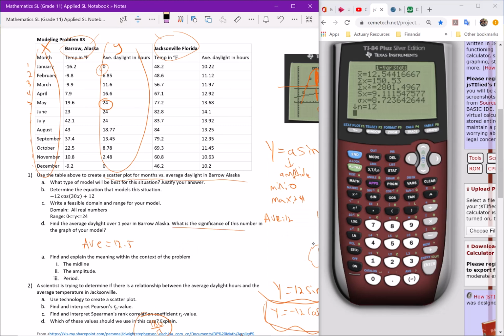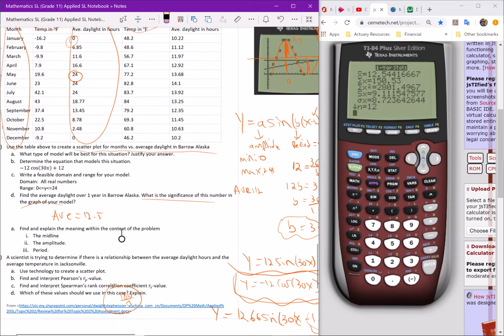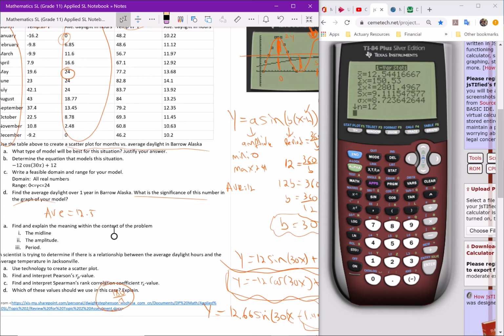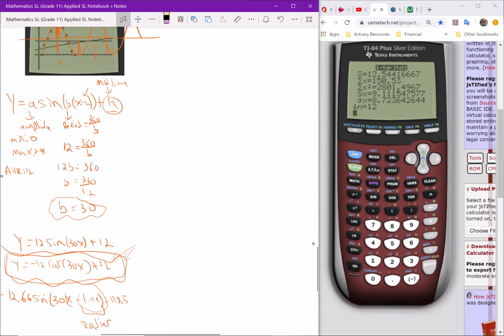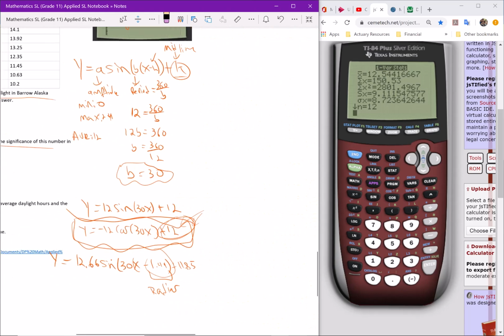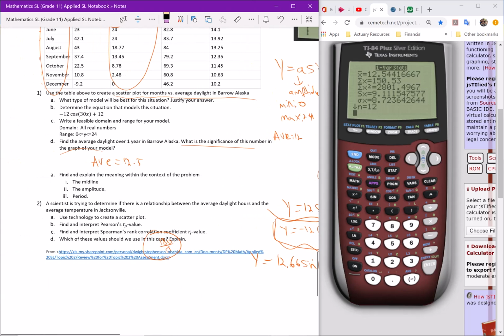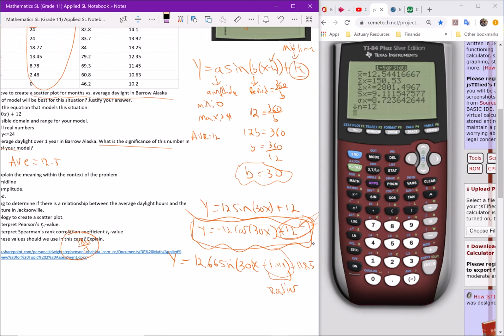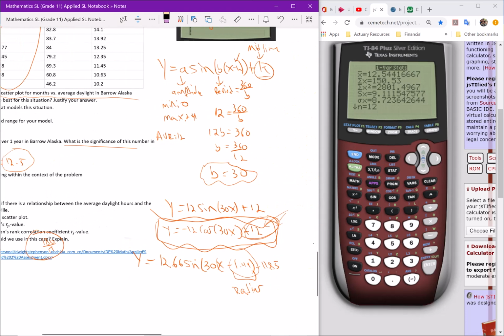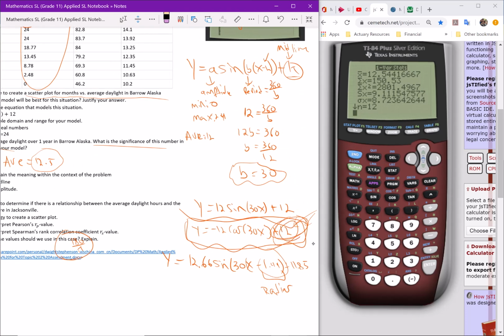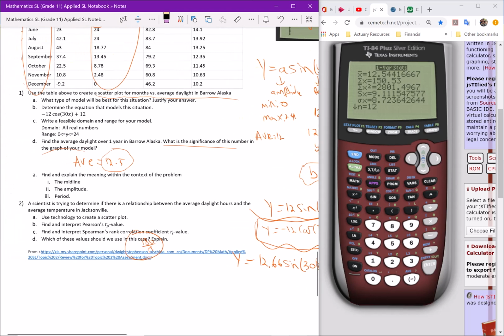What's the significance of this graph in terms of your model? Well, that is our midline. The average is the midline, right? You don't really see it exactly on there, but this is a way you could have had a different answer for your midline down here, or in this equation you could have put 12.5 there instead, because that is the average.